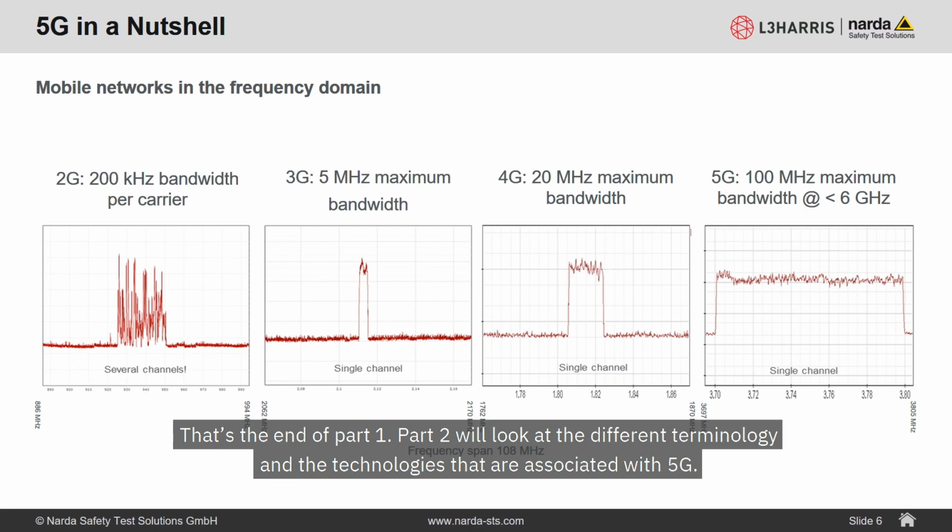That's the end of part 1. Part 2 will look at the different terminologies and the technologies that are associated with 5G.